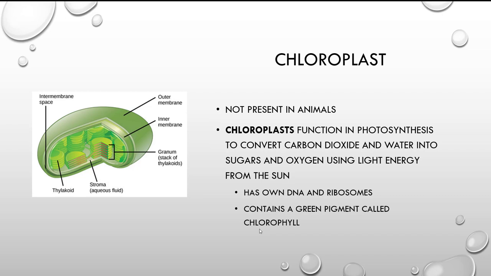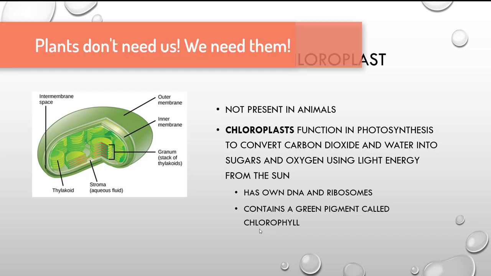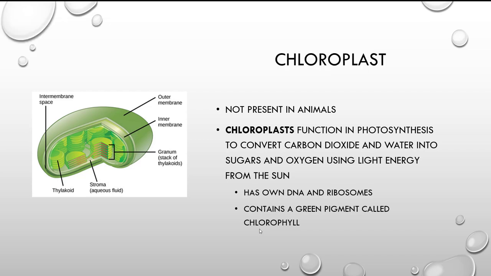Okay. Now plants do have mitochondria as well. That way the plant can take the sugars that it produced and transport them over to the mitochondria through a little transport vesicle, and then it can produce cellular energy from that. Okay, so plants don't need us, we need them. They are self-contained. And just like we talked about earlier in the last video, chloroplasts have their own DNA and ribosomes, just like the mitochondria.